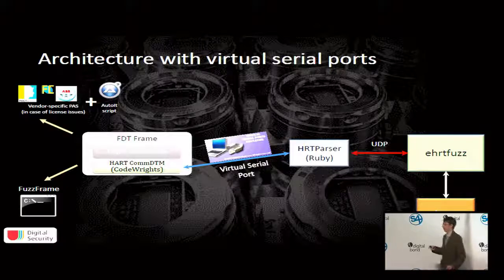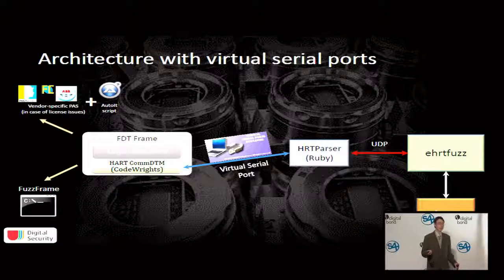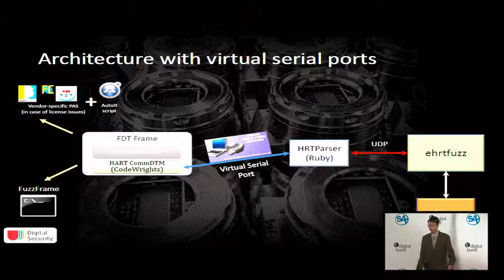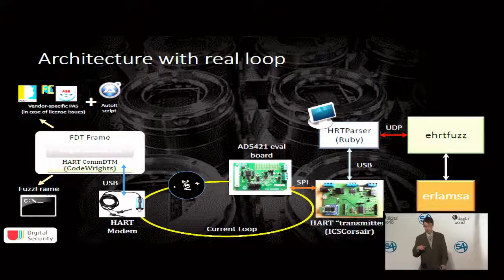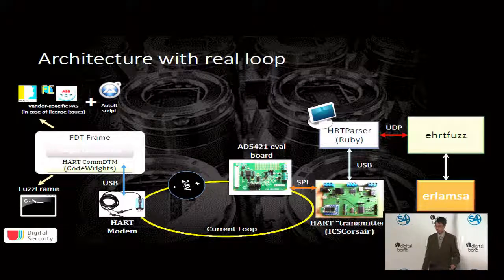In the case where we have problems and need some real timings but not the real current bias, we could use the HART comm DTM from CodeWrights and interconnect it to the HART parser, which will manage the network layer of the HART packet fuzzing using a virtual serial port simulation application. And in the worst case, we need to create the real current loop and use the Analog Devices evaluation board and ICS Cursor to set up the real current over this loop.